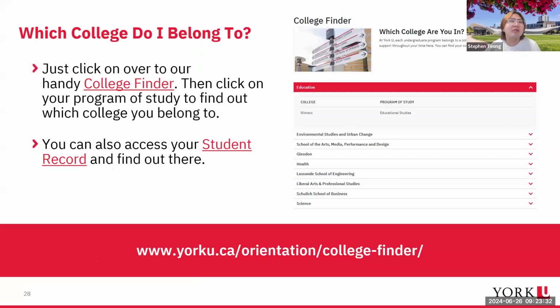Which college do you belong to? Well, you can just click on our handy college finder at www.yorku.ca/orientation/collegefinder. And this will show you which college you're a part of. You're usually assigned to a college just based on the academic program that you're going to be studying. So for example, if you're studying political science, you're most likely going to be in McLaughlin College. Or if you're going to be studying finance, you'll either be part of New College or Schulich School of Business.